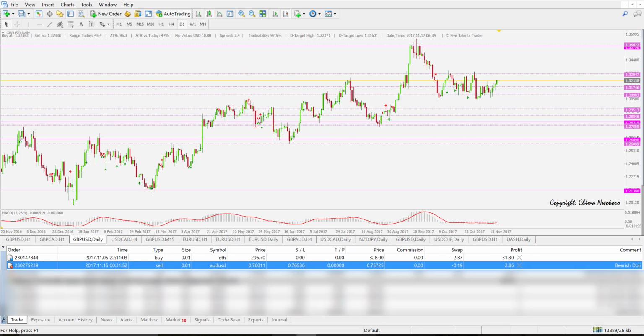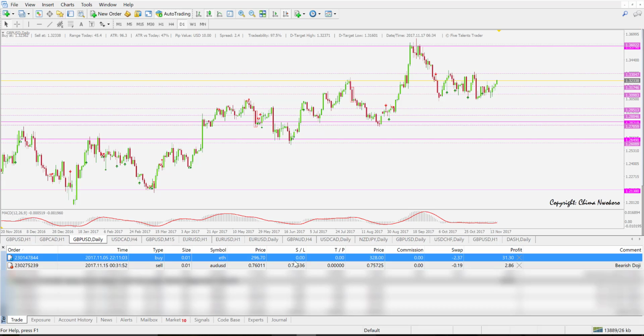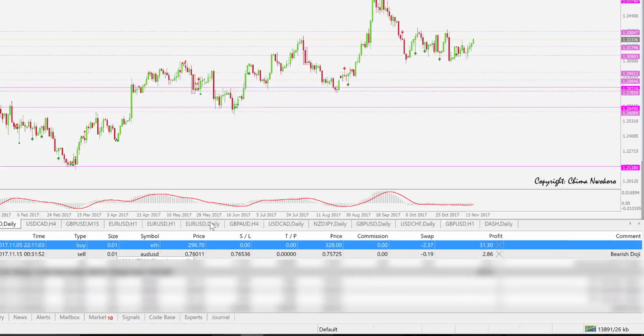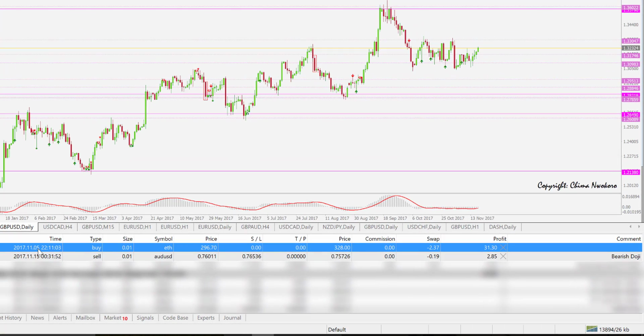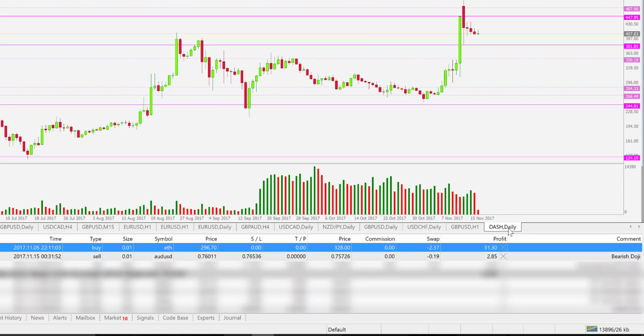I still have one trade of Ethereum open at, again, $10 on micro lot. Right now it is at times 3, so it's $31 now. But it's been open since the 5th of November. So the Ethereum hasn't moved as quickly as the Dash or the Bitcoin.